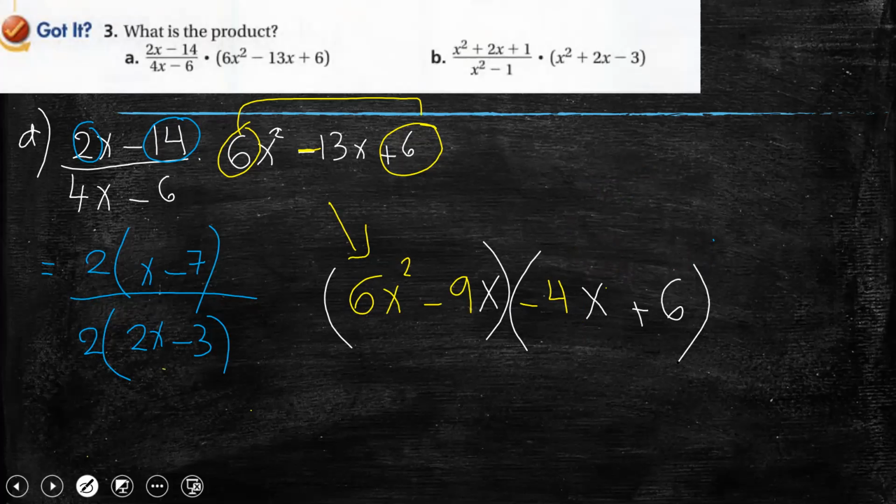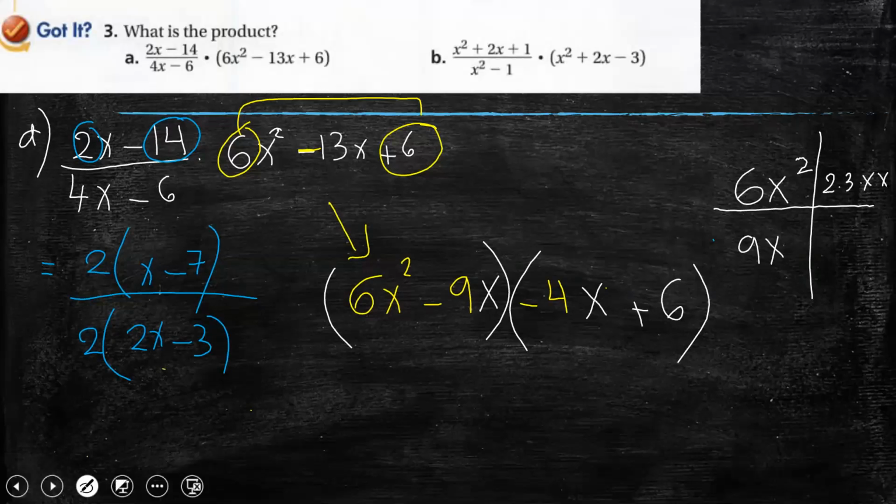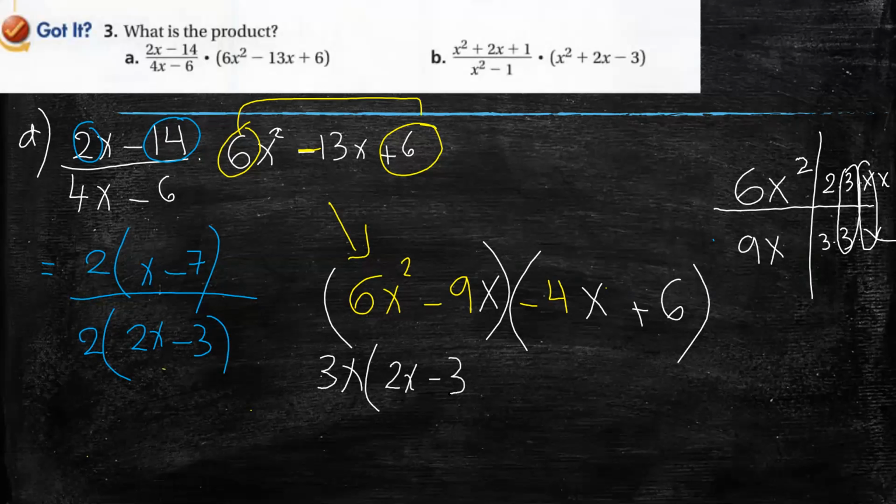6x squared minus 9x. Look at 6x squared and 9x. Let's factorize them. What did we have? We have 2 times 3 times x times x. And 9x, what did we have? 3 times 3 times x. So x and 3 are the common factors. So rewrite it as 3x here, and then 2x minus what? Minus 3. Bravo. Now look at the second one.